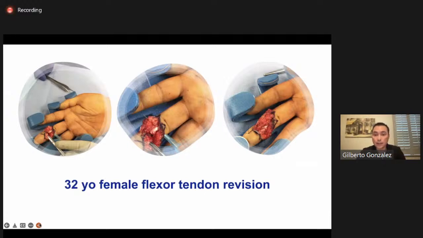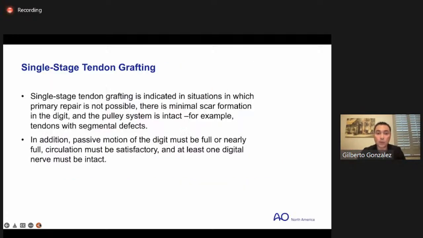Here are some clinical examples of what we mentioned before. The patient sustained a rupture and is no longer able to flex the DIP of that digit. During the exploration, after the scar has been resected, the gap is determined to be less than 1 centimeter, and an end-to-end repair is performed.